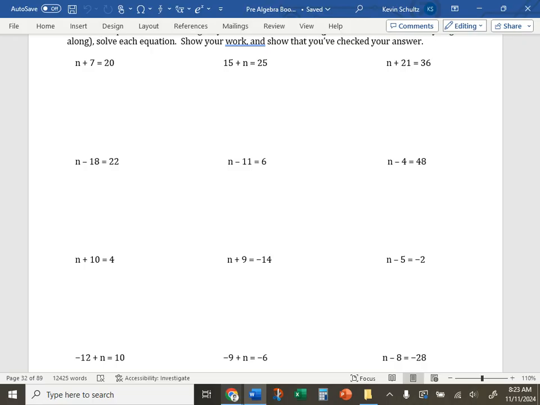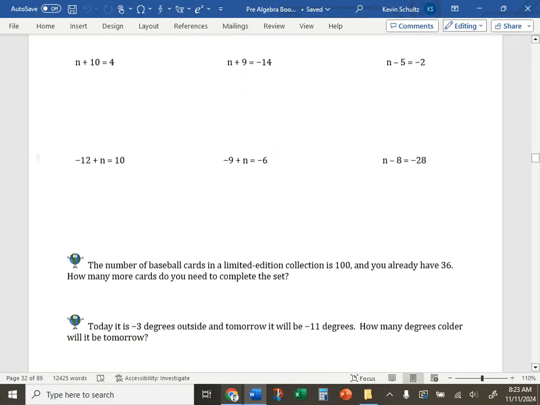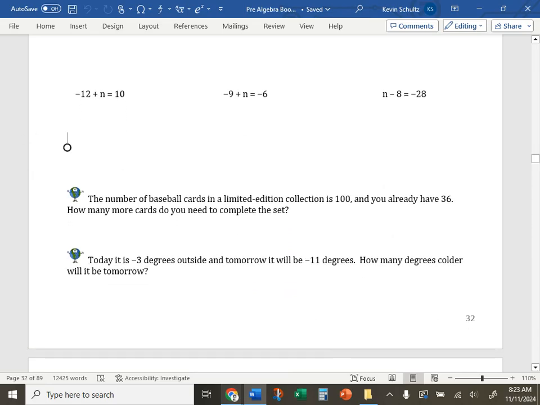So what's one on the page that maybe you've come across and you're like, I'm not quite so sure about this, that you want to go over? Any of them stand out to you as being particularly tricky? Yeah? The negative 9. Oh, sure. Negative 9 plus n equals negative 6.